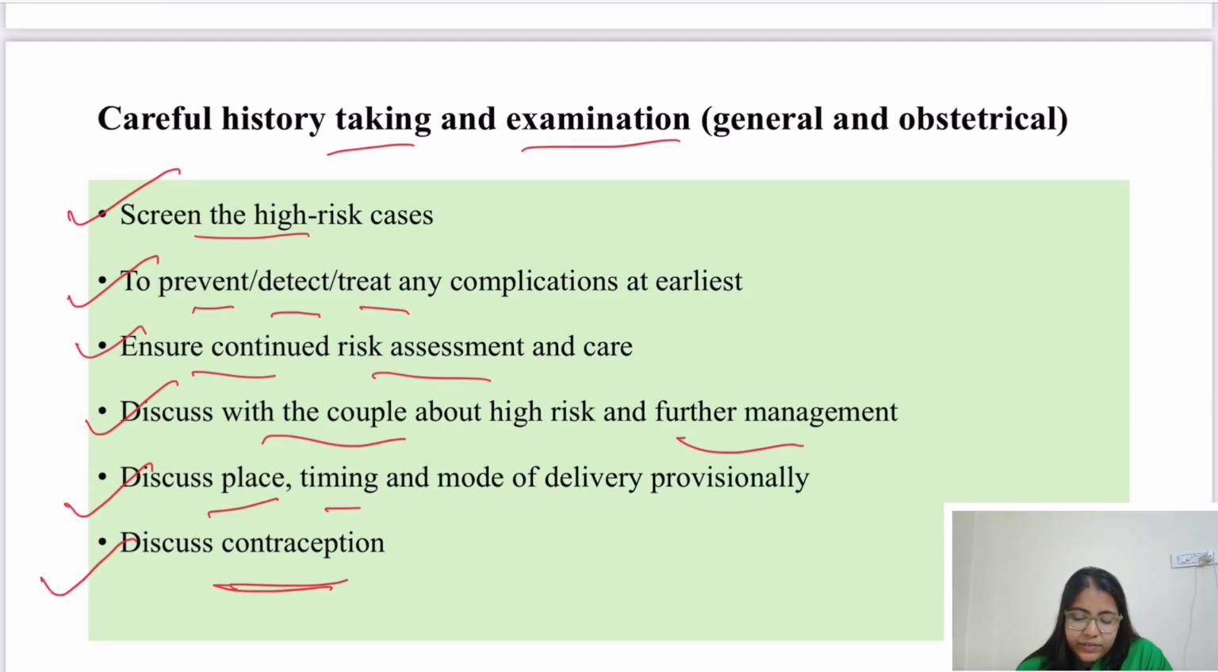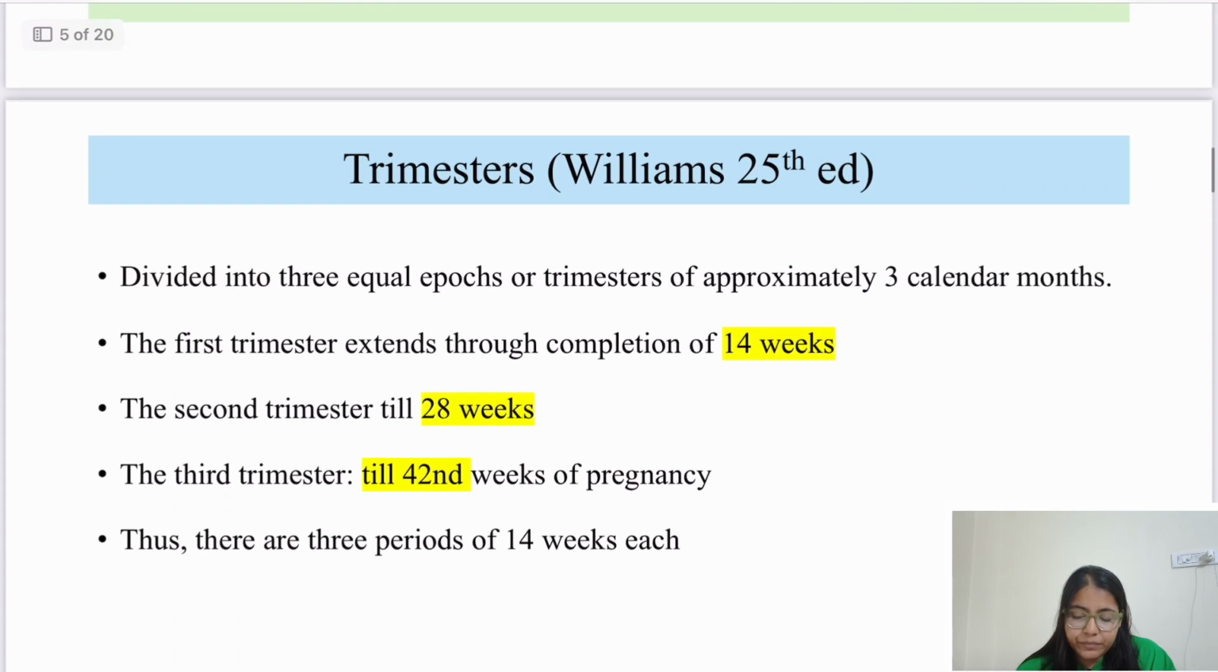And contraception is very important. We should discuss contraception during the ANC period only. We should give the mother the options and help her choose the best contraception for her. Patients should be motivated during the antenatal visit only, because the patient might not be able to think about it during the intrapartum or postpartum period. So it's better to discuss contraception during their antenatal visits.